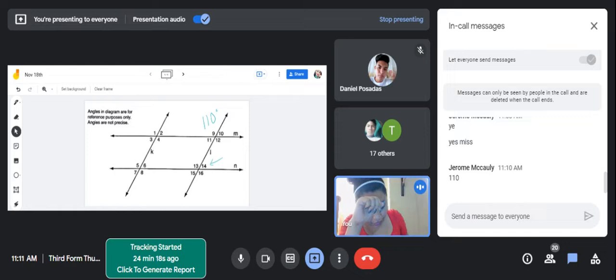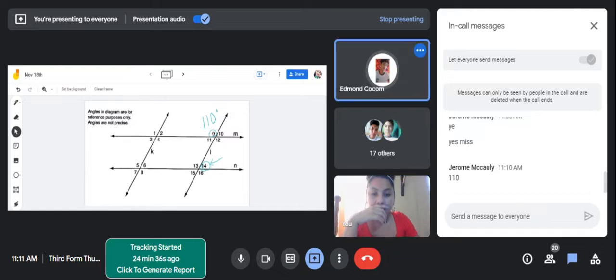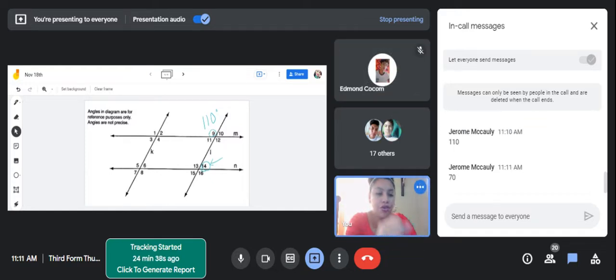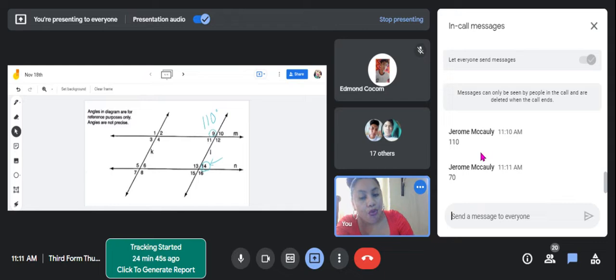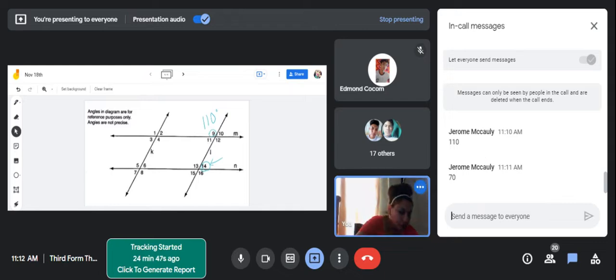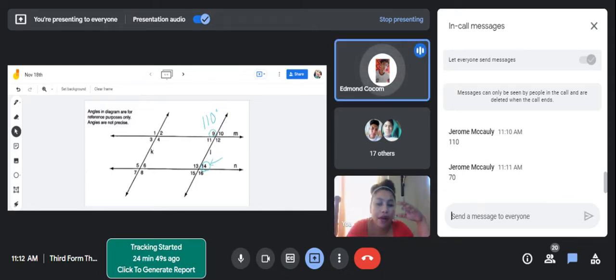Look at where number 9 is and look at where number 14 is. Are they the same thing? Yes or no? No. So what do you have to do? Minus by 180, miss. Very good, Edmond. And if you do that, what do you get? 70. Very good. And I see Jerome has it in the chat. Very good. What is your reason now, though?